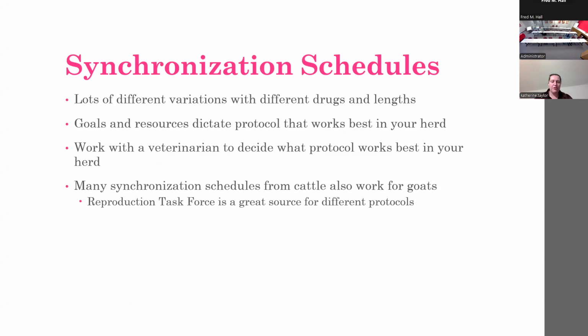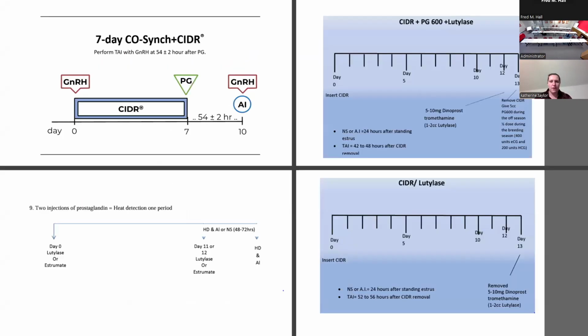There are many synchronization schedules that are also used for cattle that work for goats. The Reproduction Task Force out in Nebraska is a great source for all these different types of protocols. I have on this slide a bunch of different protocols. We can have as extensive as a 7-day Co-Synch with a CIDR. The CIDR is in for 7 days, then we give PGF2 alpha at the end, and then wait 54 hours and AI with use of GnRH.